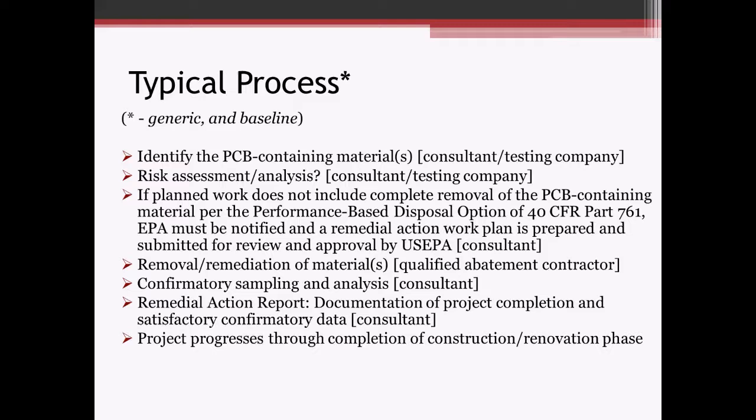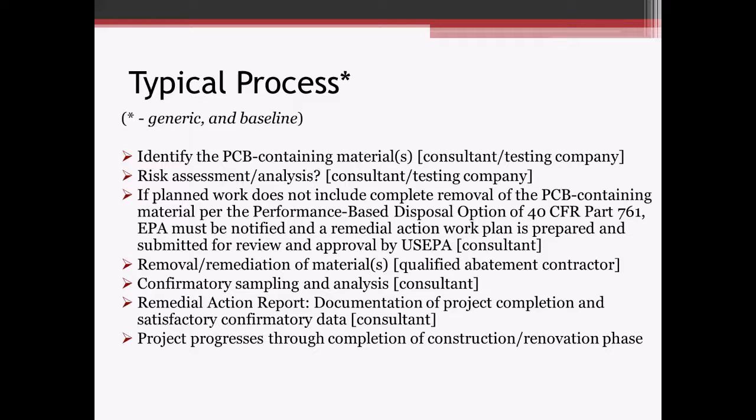So 40 CFR 761 allows for three main options to remediate your PCB containing material. The first one is performance-based disposal. That basically says if you follow all the requirements of 40 CFR Part 761 to address your material, then go ahead and do it. You don't have to notify EPA. You don't have to submit a work plan, anything like that.